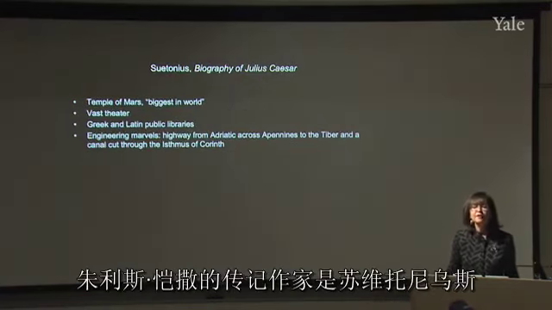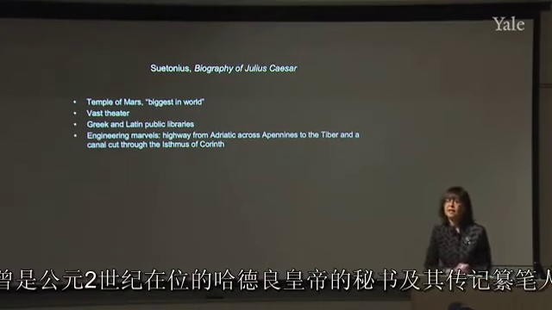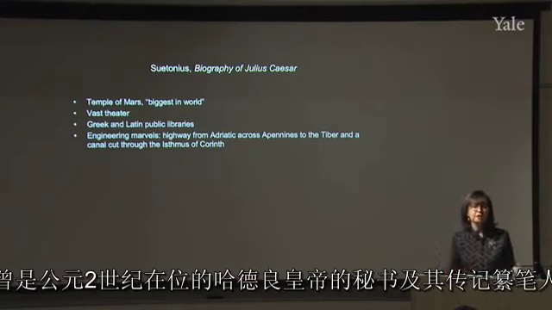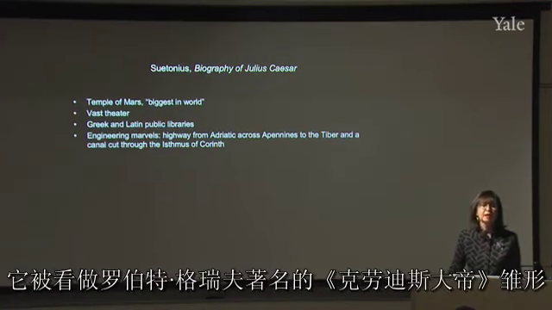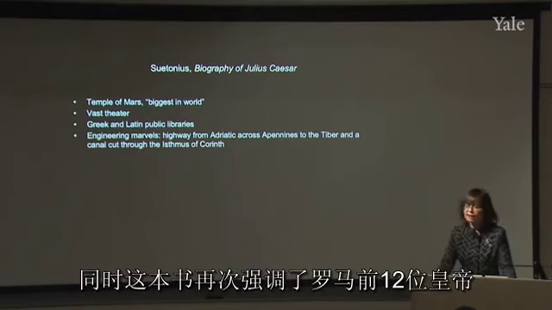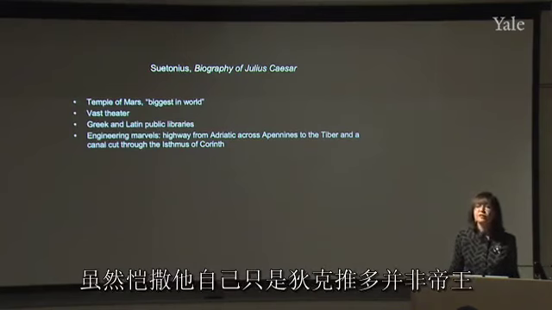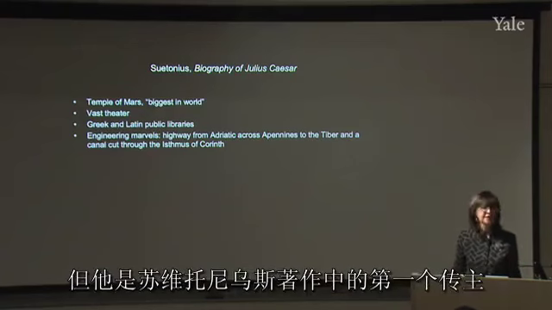In his biography of Julius Caesar, the writer Suetonius, who was a secretary and a biographer to the Emperor Hadrian in the 2nd century AD, wrote a biography of the 12 Caesars, a very famous biography that many of you may know served as the basis for Robert Graves' very well-known I, Claudius, which also accentuates the biographies of those first 12 Caesars.